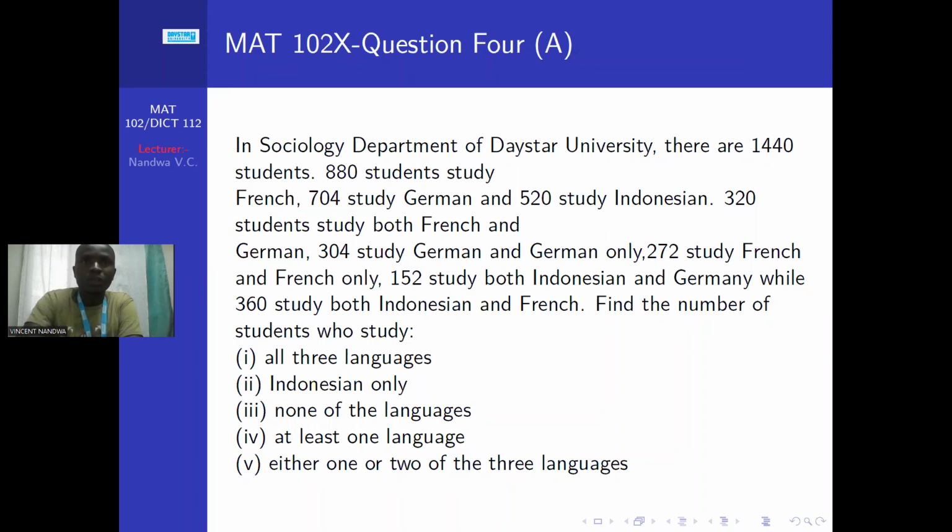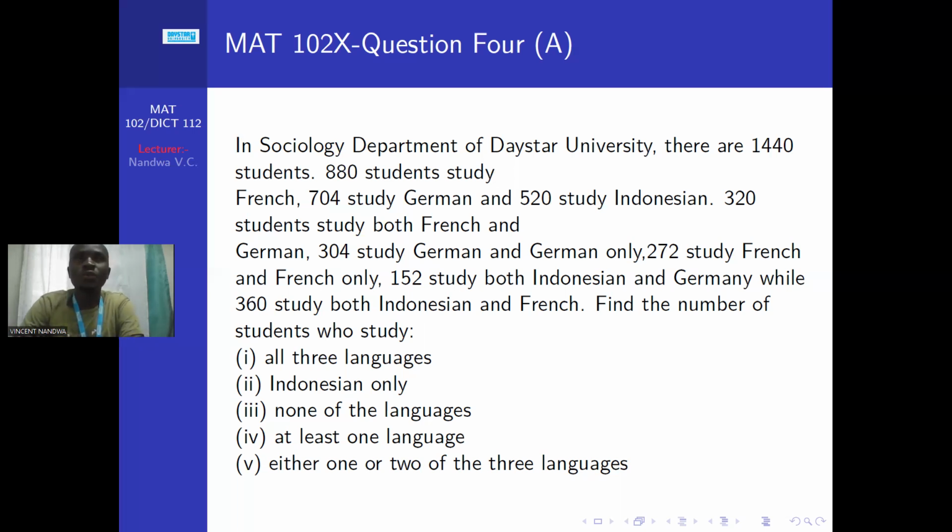So in the sociology department of this university, there are 1,440 students. Of these students, 880 study French, 704 study German, and 520 study Indonesian. 320 study both French and German, 304 study German only.